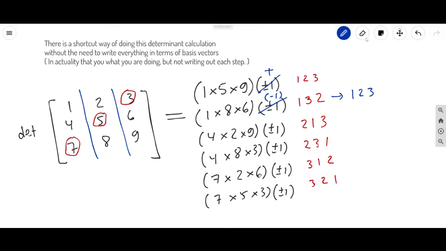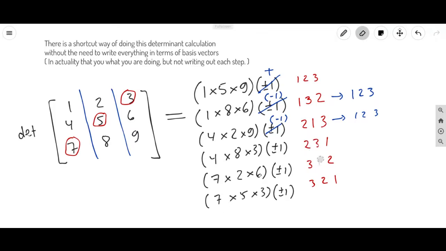Now, if you look at this one, it's 2, 1, 3. To put it in the correct order, you have to swap these two. So here you have to swap those two, and you would have 1, 2, 3. And this would also be negative 1.